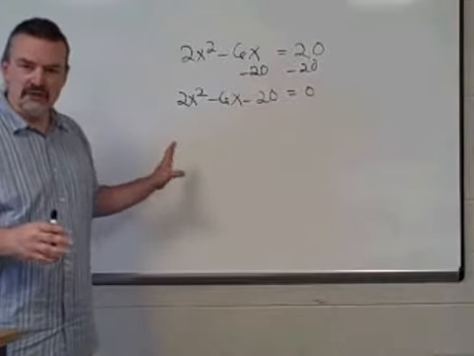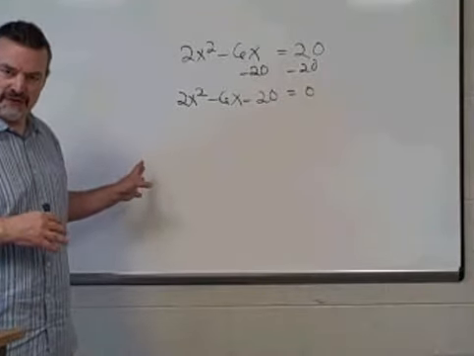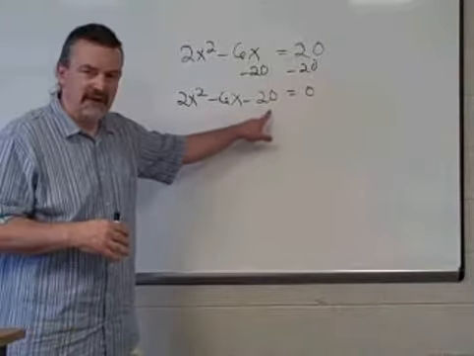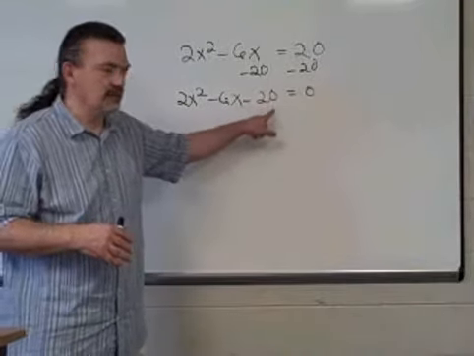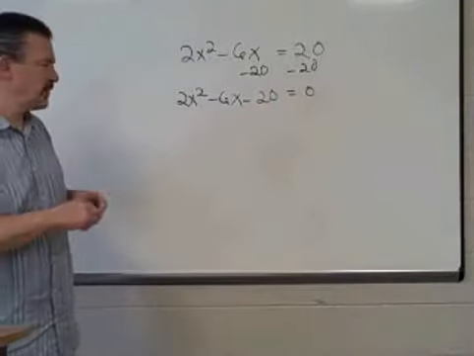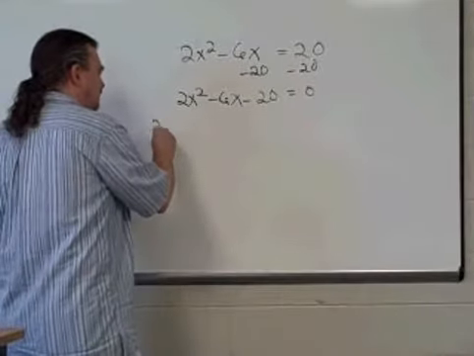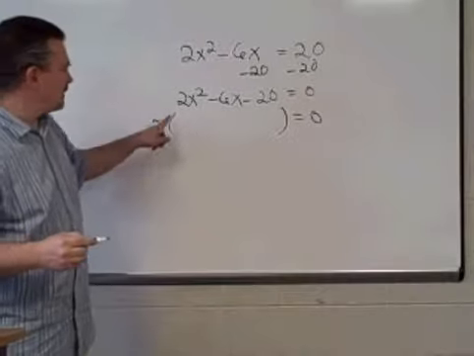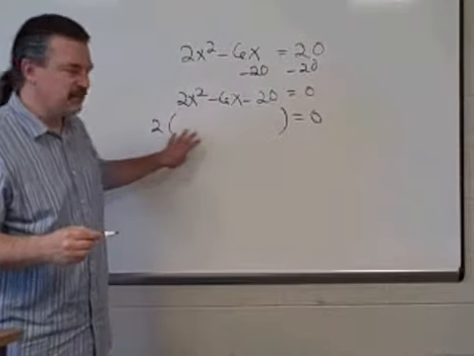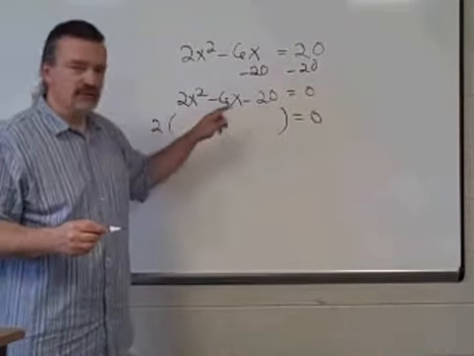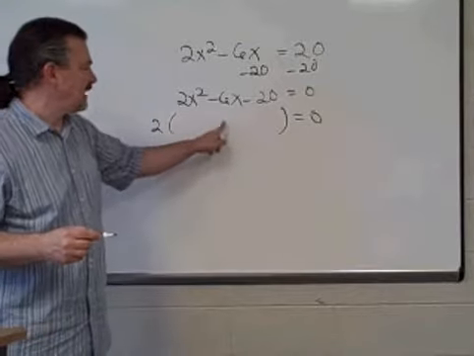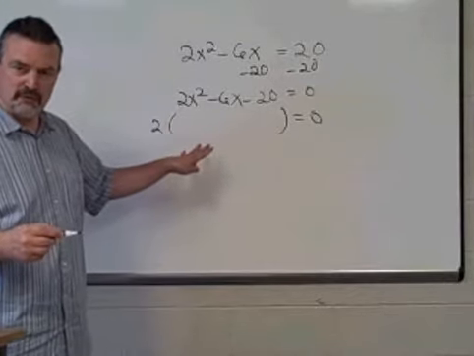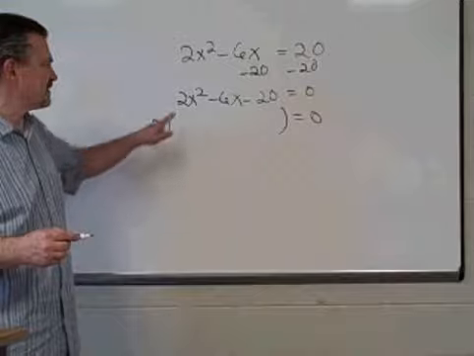Remember, you always look for a common factor when you start factoring. And there is a common factor here. Every one of those terms is divisible by 2. So we will divide out that common factor of 2. Put the 2 out in front of the parentheses and divide each of those terms by 2 and write the quotient as you perform the divisions inside the parentheses.